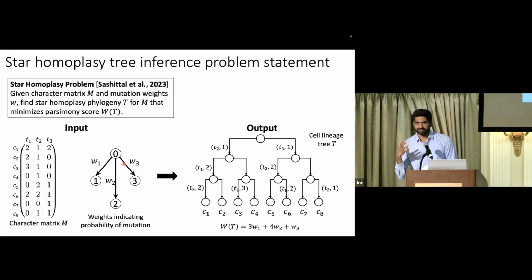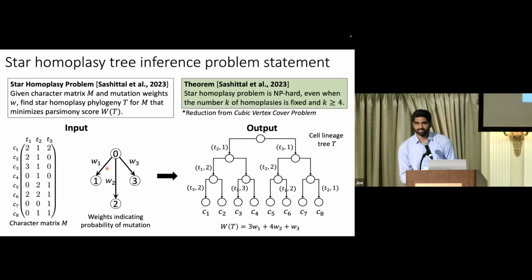Okay. And in this framework, given the character matrix and given this weighted state transition diagram, you want to build a cell lineage tree that minimizes the total weight, that is most parsimonious. And so we can pose this problem. An important thing to know about this model is that the same transition can occur multiple times. This is known as homoplasy. And homoplasy is what makes this problem hard.